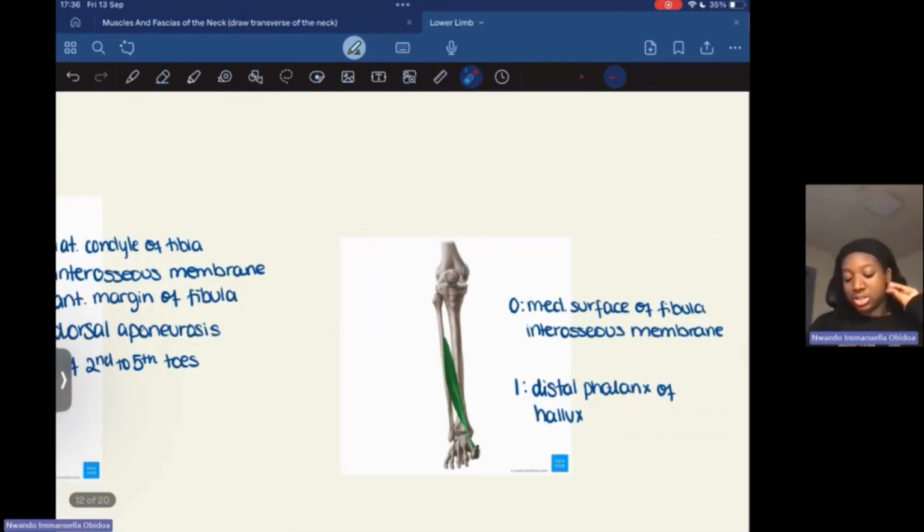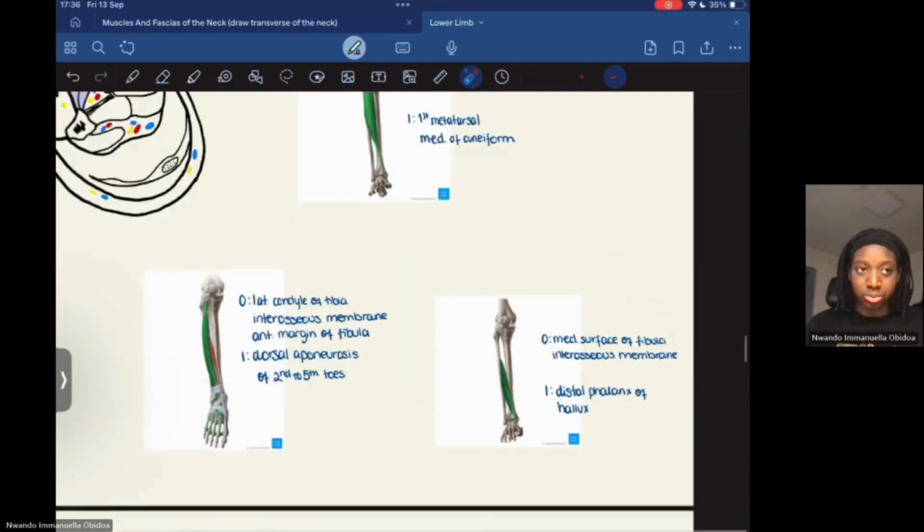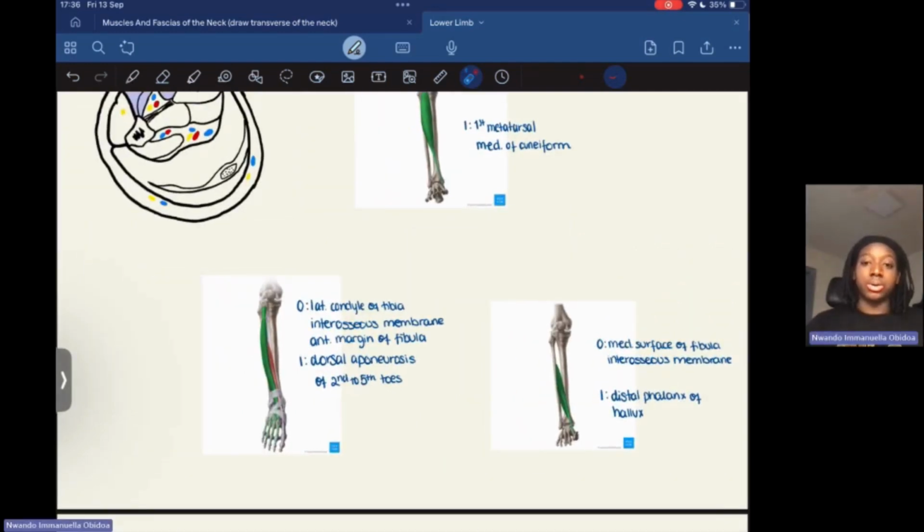And then our extensor hallucis longus, this is the medial surface of the fibula, interosseous membrane, and then inserts on the digital phalanx of the big toe. All these muscles participate in dorsiflexion of the ankles, so pointing up, bringing the ankle up. And then these muscles are all innervated by the deep fibular nerve. The deep fibular nerve is a branch of the common fibular nerve.